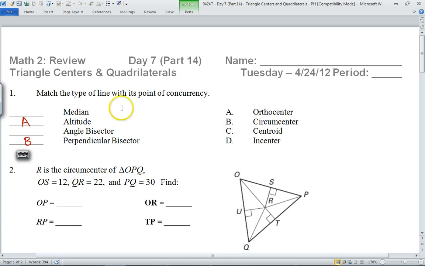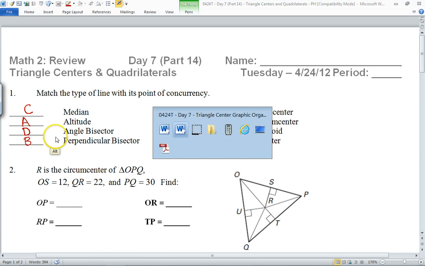So this is going to be C. Alright, and that leaves the angle bisector. That's where angle bisectors meet at the incenter. So that's going to be D.